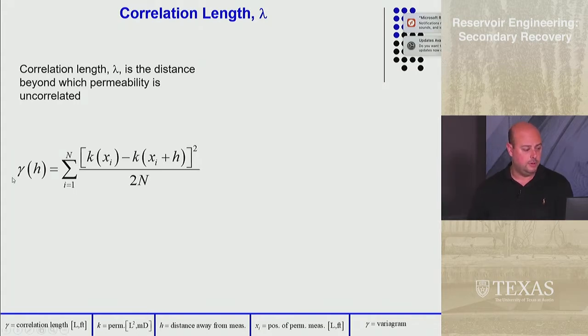We're going to use the symbol gamma, and it is a function of distance. So h is the distance away, and we measure that by the sum of our samples from i equal to 1 to n of our permeability at one location minus the permeability at a location h distance away. And we're going to square it and we're going to divide it by 2n.